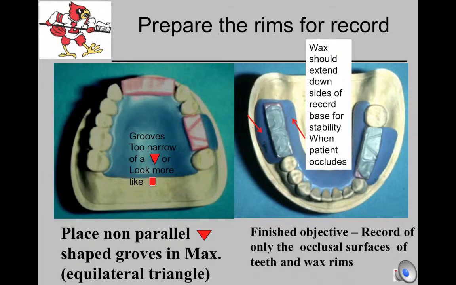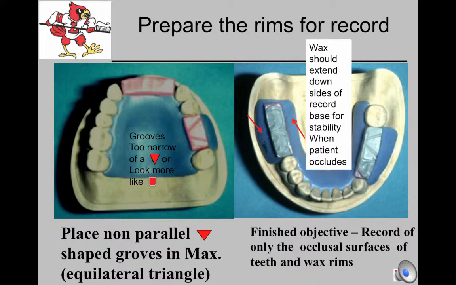We prepare the rims for the record by placing non-parallel V-shaped grooves across the rim on the maxillary arch, as shown in the picture on the left. The grooves are sometimes placed on the lower rim also, so that if the record slips off for some reason, you can place it back onto the rim using the record indexes.